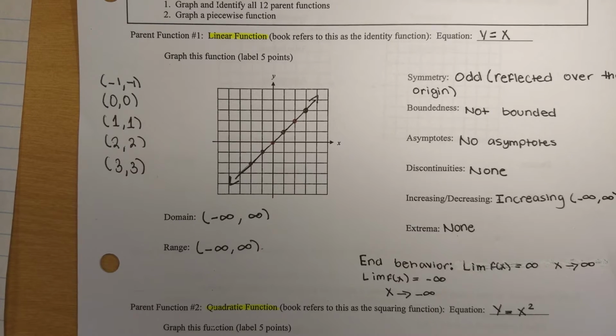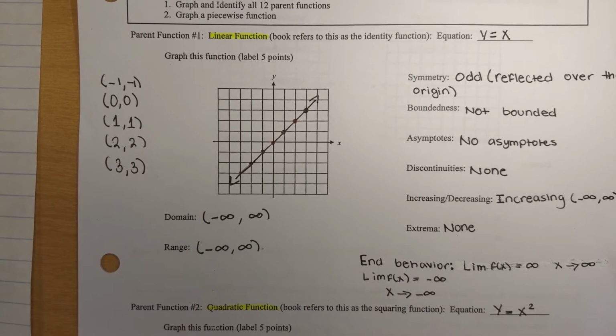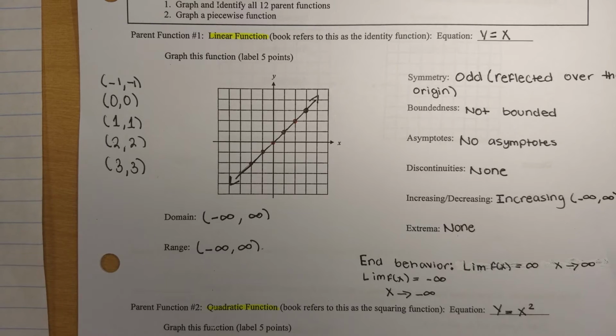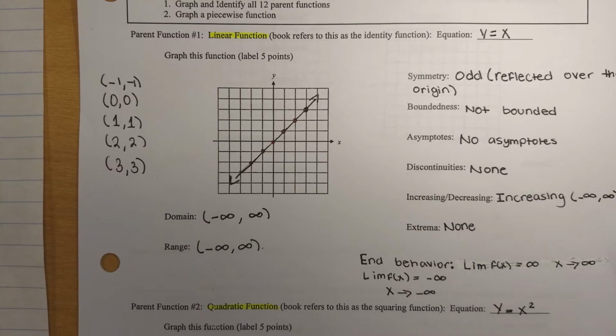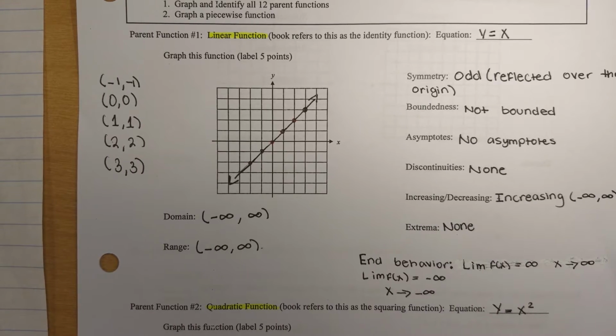For the parent function, it's reflected over the origin, making it have an odd symmetry. The parent function is not bounded. There are no asymptotes, discontinuity, nor extrema, because it's just an infinite line. For the end behavior, as x approaches infinity, y approaches infinity, and as x approaches negative infinity, y approaches negative infinity.